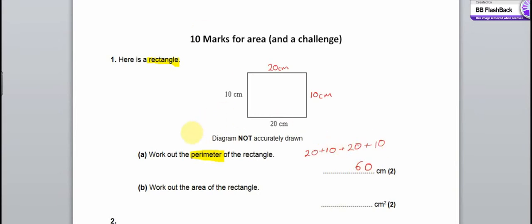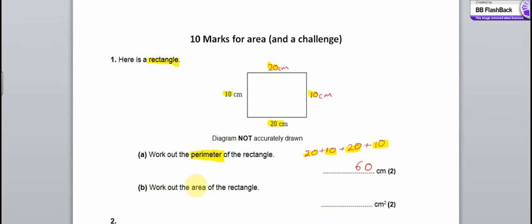The thing with perimeter is to make sure you've got all the sides. So just double check. We've got that one there, we've got that one there, we've got that one there, and finally we've got that one there. And the last thing is all of the sides should have the same units. These are all centimeters, so that's good.